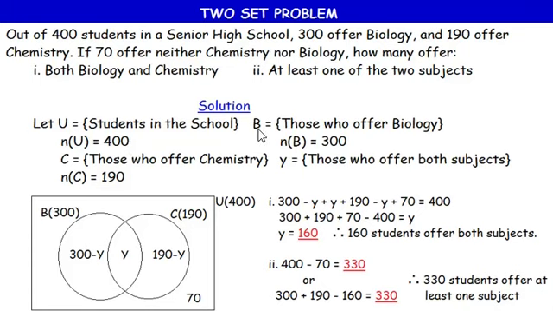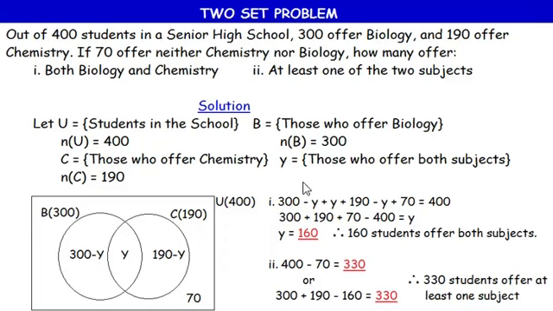And then we let B represent those who offer biology, and the number of those who offer biology is 300. And then we let C represent those who offer chemistry. So n(C) is 190. And then since we don't know the number of those who offer both subjects, we are going to use a variable. So here we use y to represent those who offer both subjects.